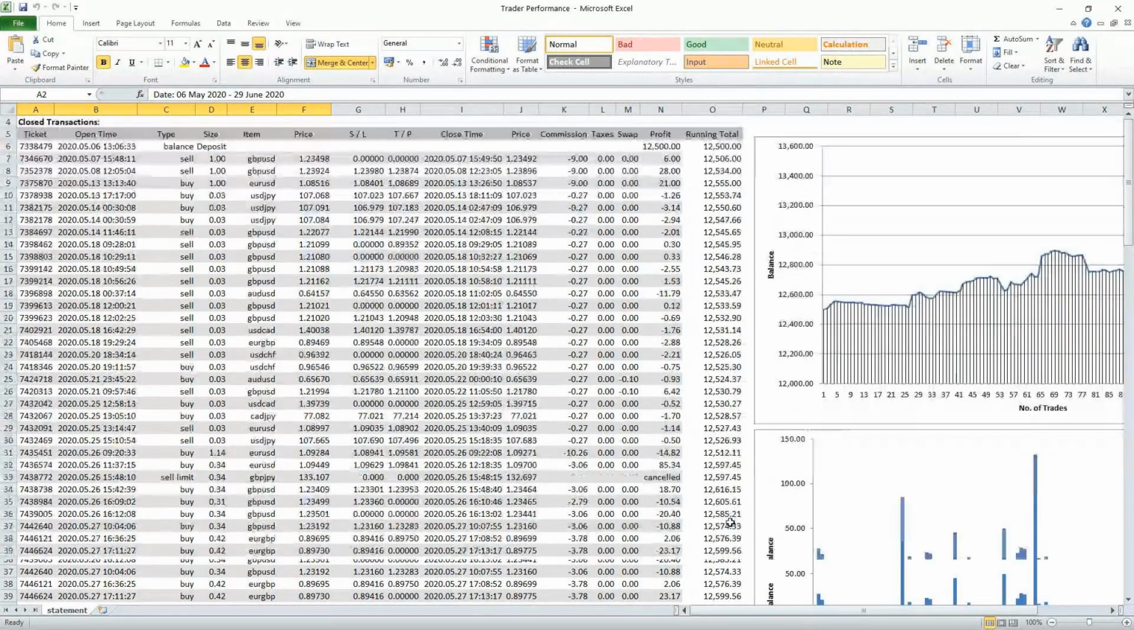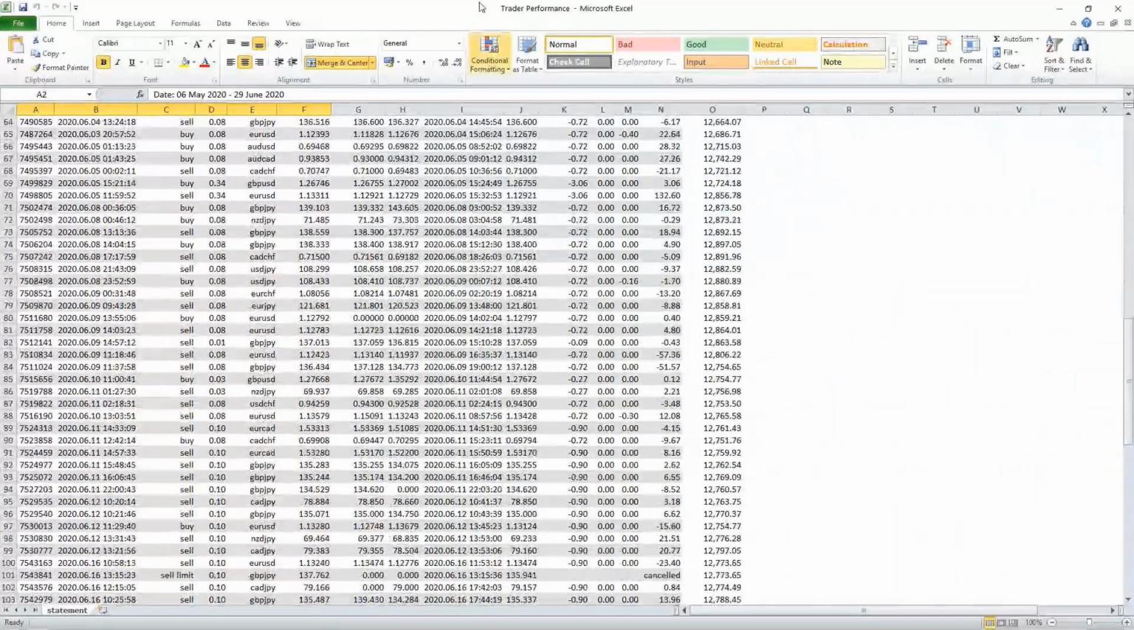Okay, now no equity curve. If I just bring up a pen, just give me a second. Let's slow that pen.